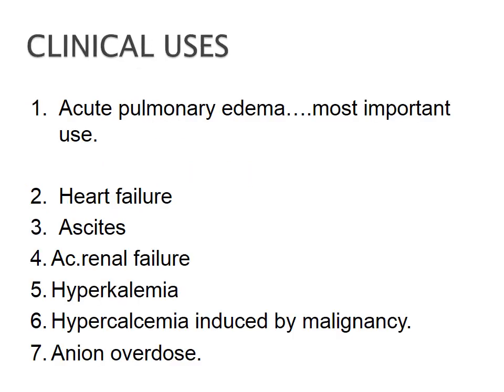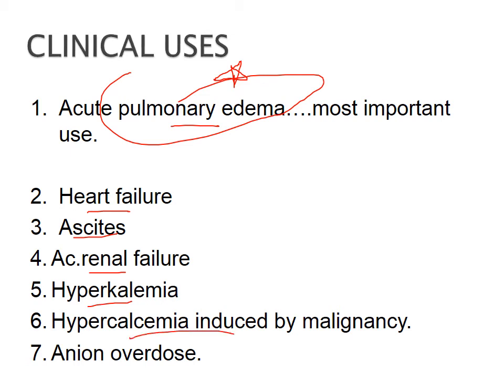Now, among the clinical uses, as I told you, one of the most important clinical uses of the loop diuretics is basically pulmonary edema. They are also used for heart failure, ascites, acute renal failure, hyperkalemia, hypercalcemia induced by malignancy, and other ionic overdoses. These are basically the clinical uses of the loop diuretics.